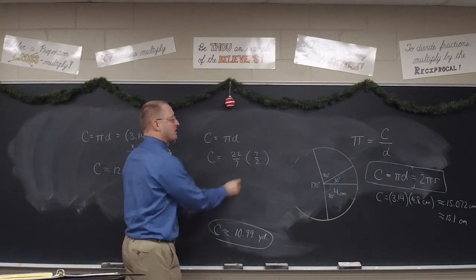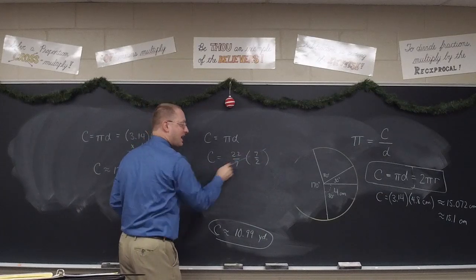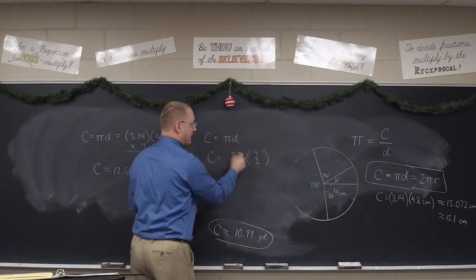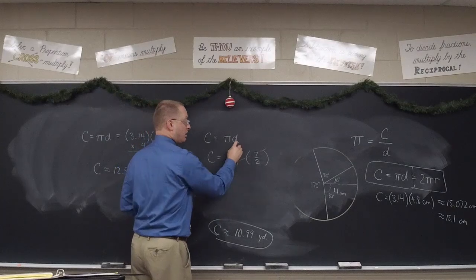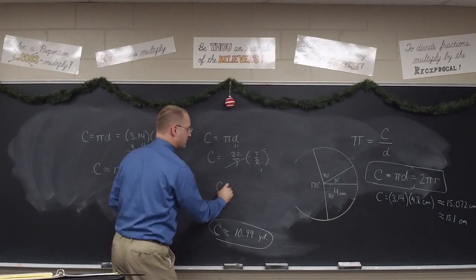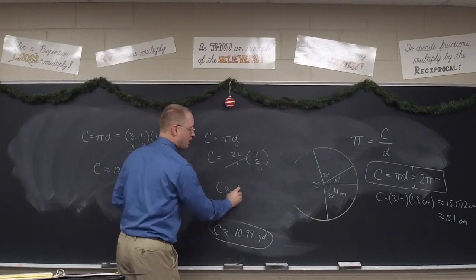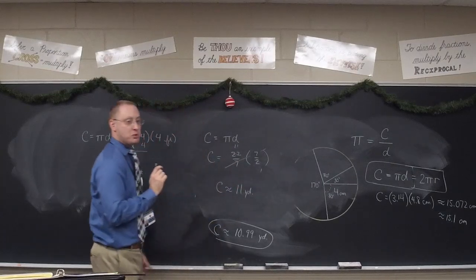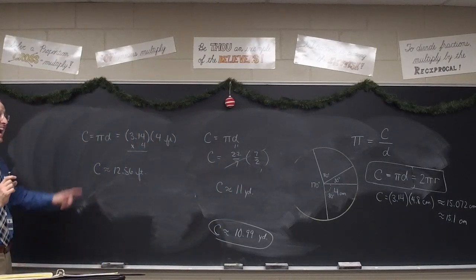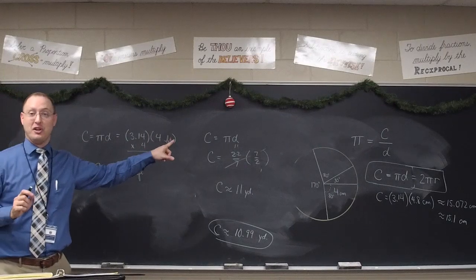22/7, which if I do this, the 7s can cancel. For that matter, 22 and 2 can cancel, class, to give me 11 and 1. So what's my approximate circumference this time? 11 yards. Which way was easier? I think that one. Be on the lookout for numbers with 7s.